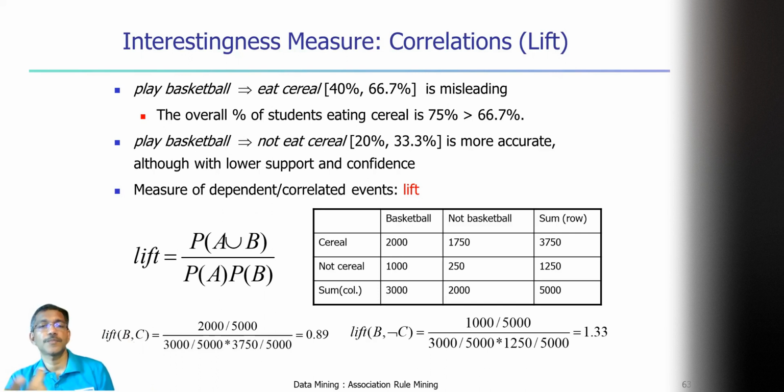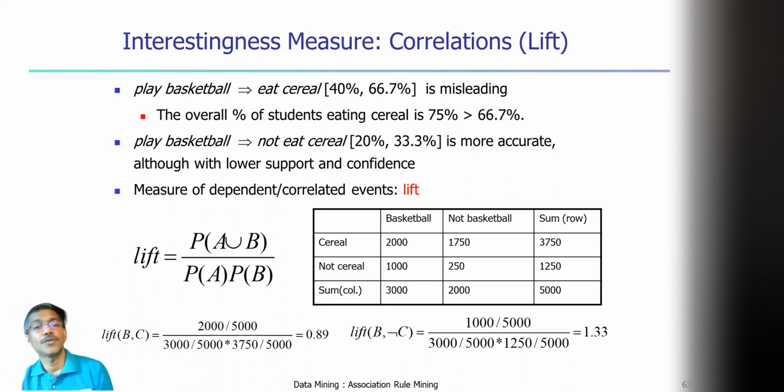We have a support of 40% and 66.7% confidence. But let's assume that we all know that the overall percentage of students eating cereal is 75%. That means this 66.7 is not that significant, because anyway, a lot of people are eating cereal. So there's no significance in saying that people who play basketball are eating cereal. But if you look at play basketball and people who do not eat cereal, 20% and 33%, that's a more significant thing, right?